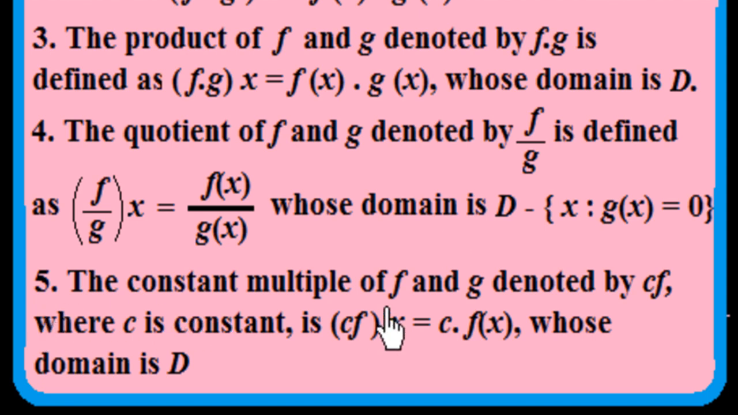The constant multiple of f, denoted by cf, where c is a constant, is defined by (cf)(x) equals c multiplied by f(x), whose domain is d. Now we take one example to get more understanding of this algebra of real functions. So we start with an example.